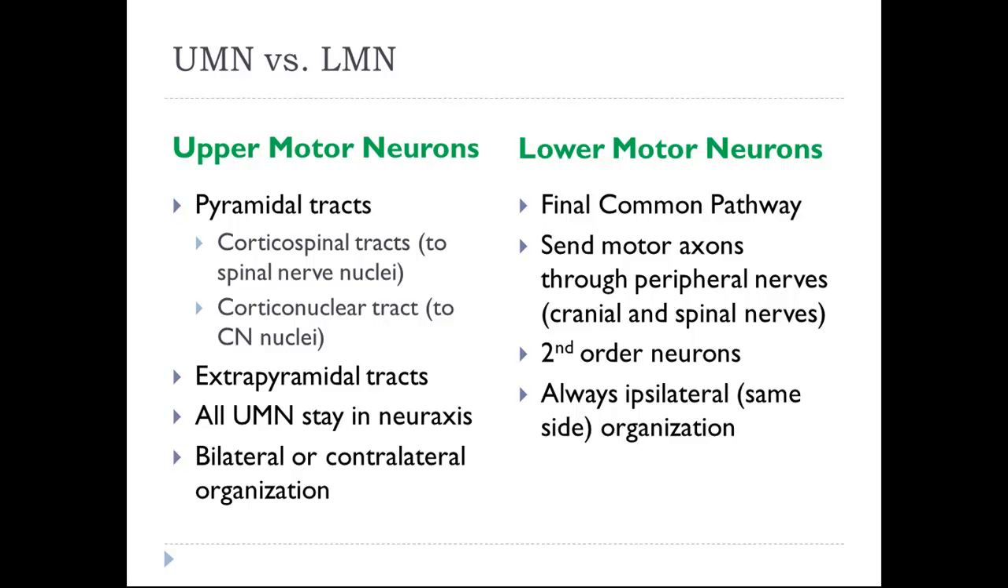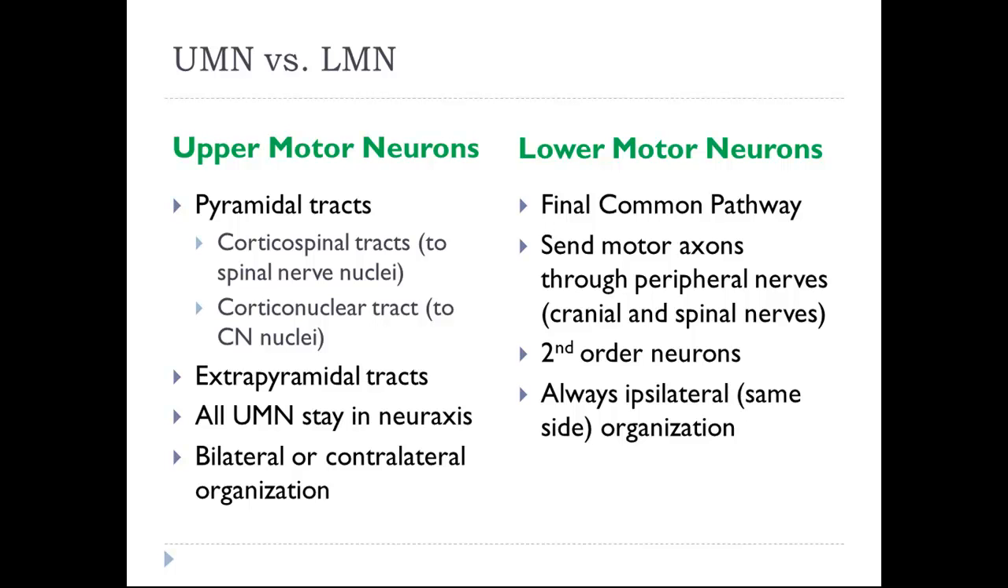If it's bilateral, it means for one particular muscle, that muscle receives information from the cortex, from both sides of the cortex, both right and left. If it's a contralaterally controlled muscle, that means a muscle on the right receives information from the left side of the brain, and vice versa.